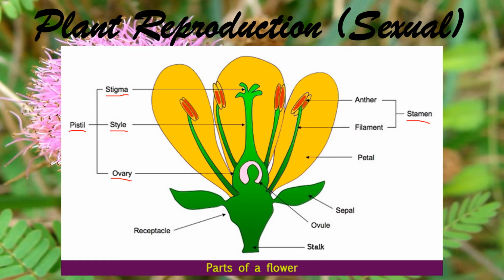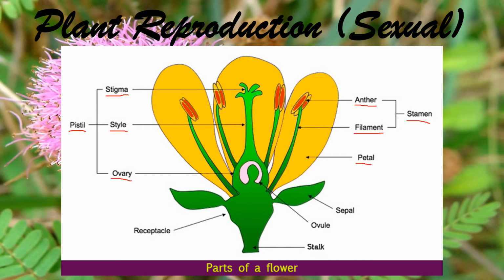And then here we have the stamen, which is the male part of the flower, and it's made up of the anther, where pollen grains are contained or stored, and the filament, which lifts the anther up and makes it closer to the stigma.